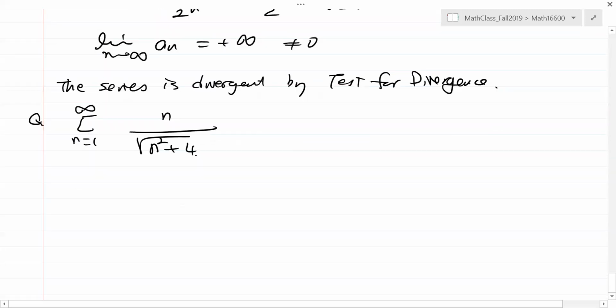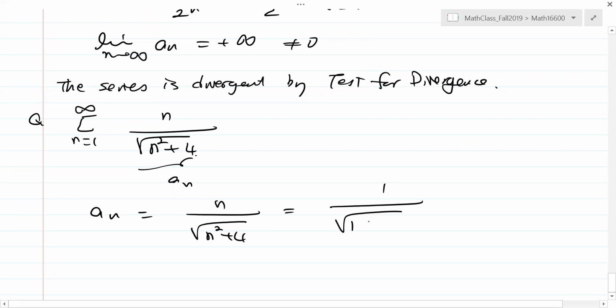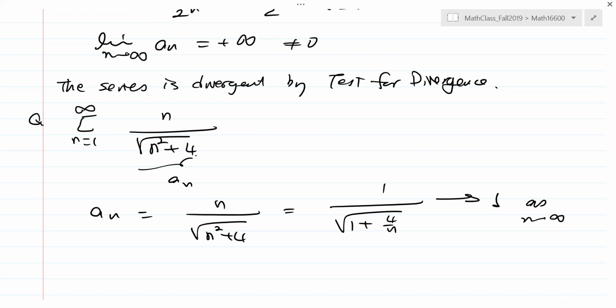Same here. If you divide the numerator and denominator by n, that's what you get. The limit is going to be 1 as n approaches infinity. So for sufficiently large n, the term is almost equal to 1. Every time you just add 1 to the previous sum, you can imagine how quickly the partial sum gets larger and larger, right?